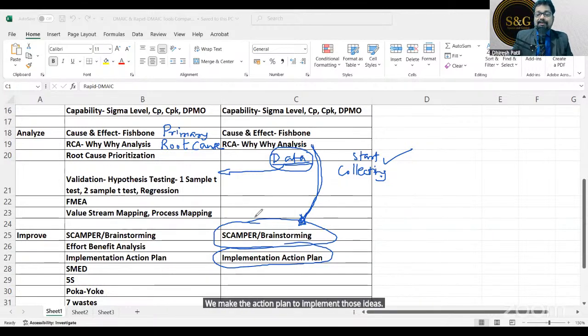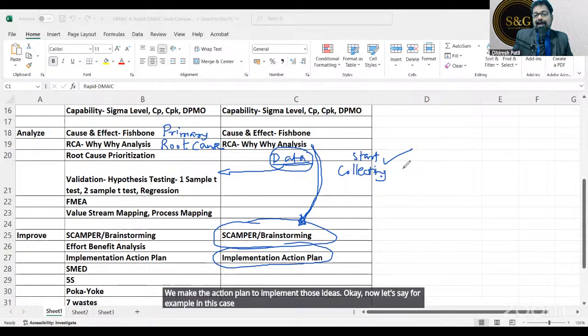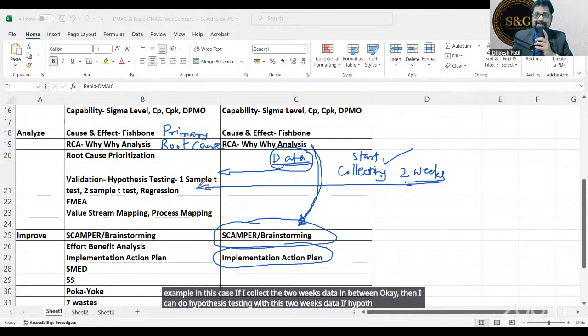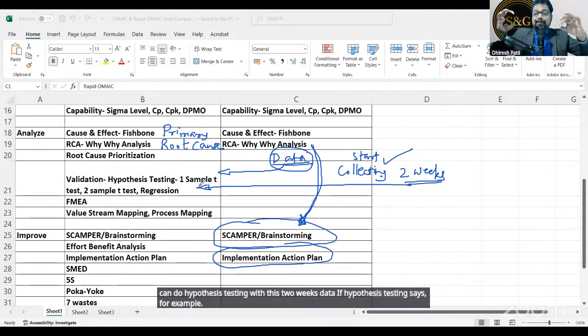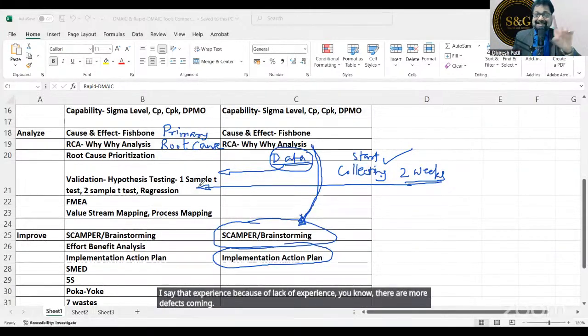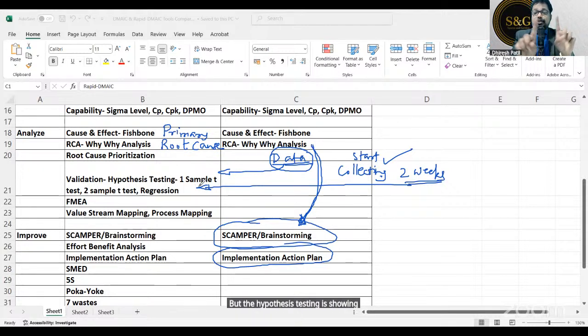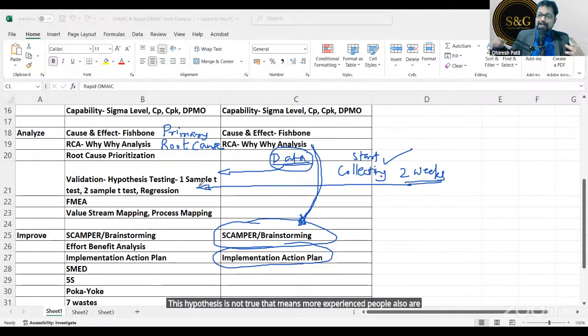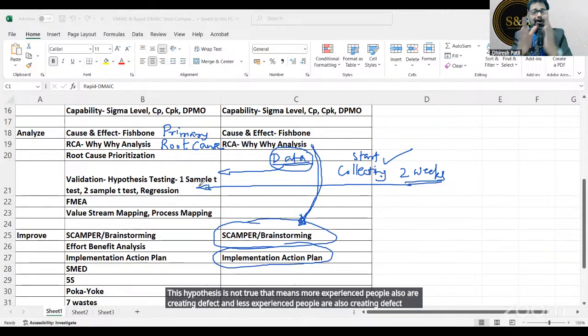Now, let's say, for example, in this case, if I collect 2 weeks of data in between, then I can do hypothesis testing with this 2 weeks data. Say I hypothesize that because of lack of experience, more defects are coming, but the hypothesis testing shows that this hypothesis is not true. That means more experienced people are also creating defects and less experienced people are also creating defects. So experience is not playing a part. So I will drop that solution.